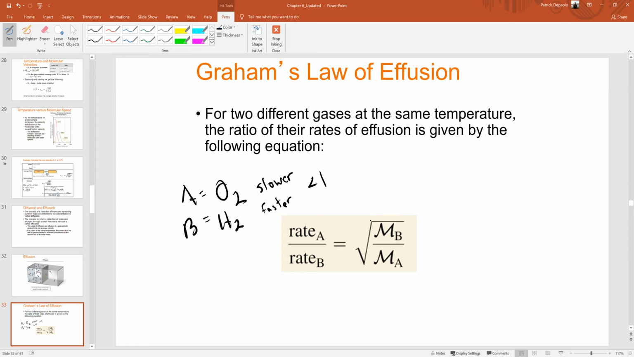If we put the molar masses into this formula, molar mass of B, which is 2, over molar mass of A, which is 32, you get the square root of 1 over 16, which equals 1 over 4. So you do get a number that is less than 1. That means the rate of effusion of oxygen is 1/4 of the rate of hydrogen, meaning hydrogen moves 4 times as fast through the effusion hole as oxygen does. That's really all you would need to do with that equation.